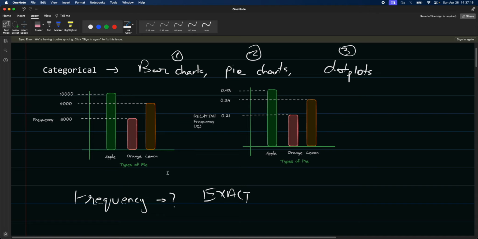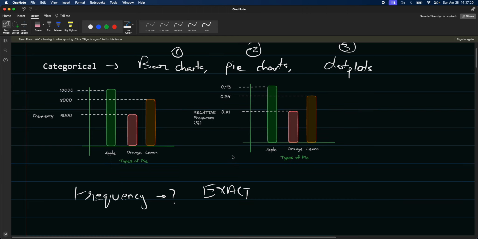But if we look here to the right, you have something called relative frequency, which is gotten by taking the frequency. Say 10,000 people like apple. The relative frequency for apple is just 10,000 divided by the total number of people. That would be 8k plus 10k plus 5k, and that would give you this 43%. The most important concept here is really just about heights.